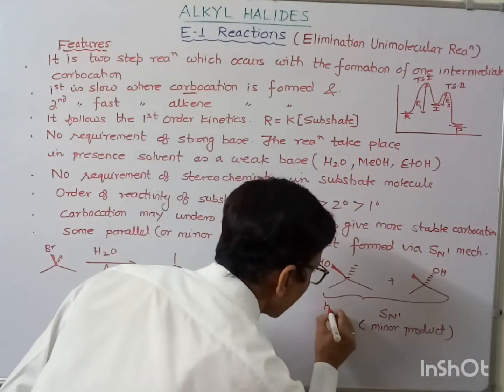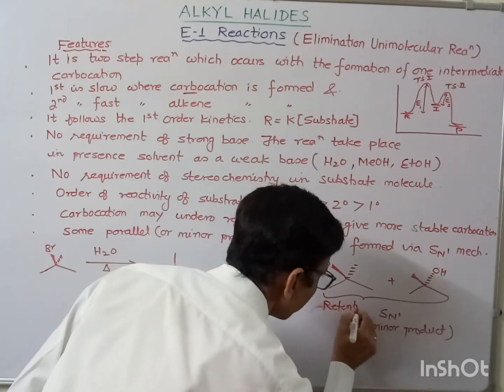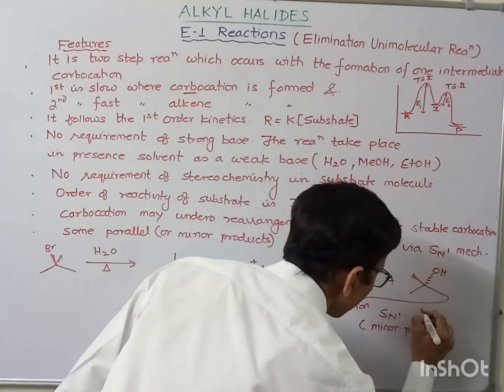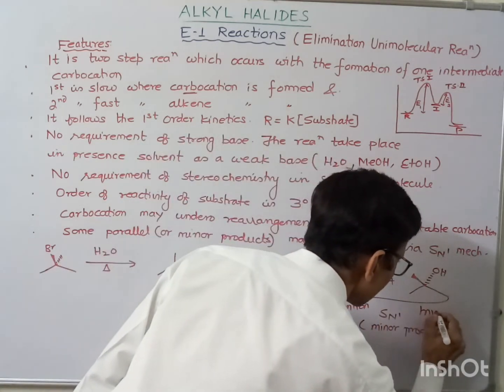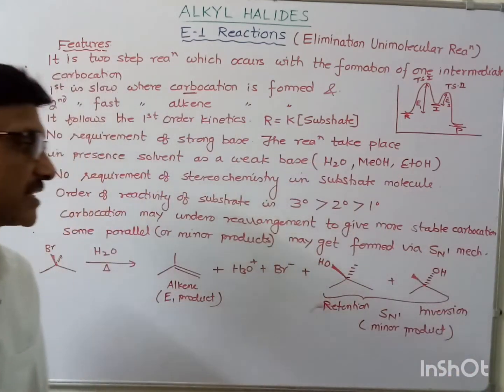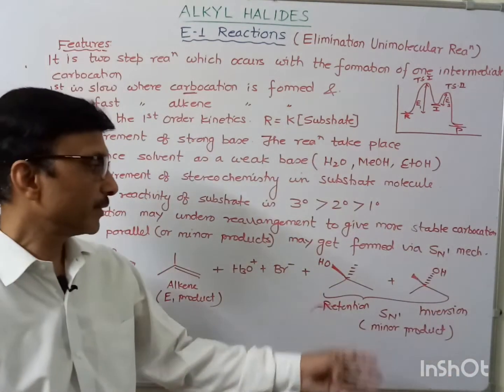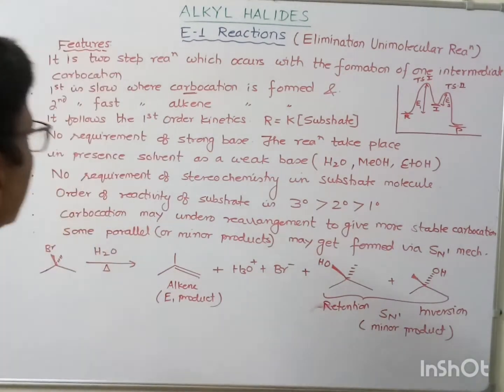So this is our retention product, and this is the inversion product. But in an SN1 reaction, the inversion product predominates over the retention product. Okay, so this is one example. Now let's take some more examples.